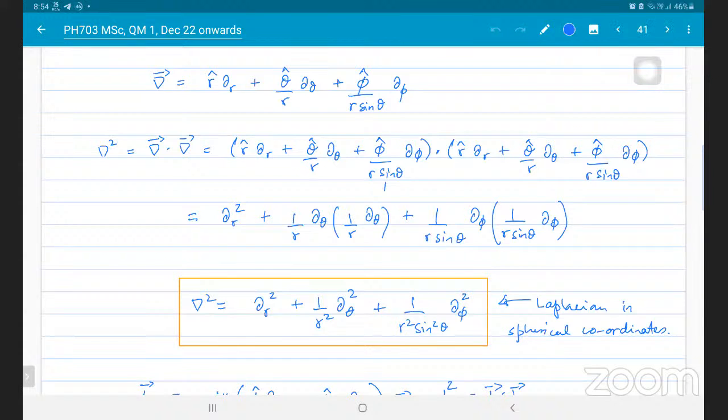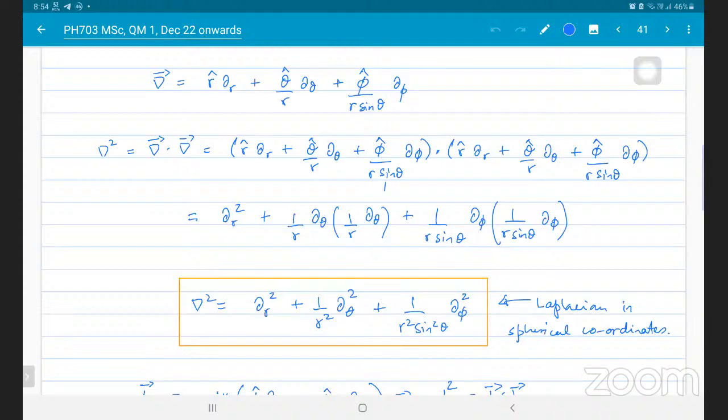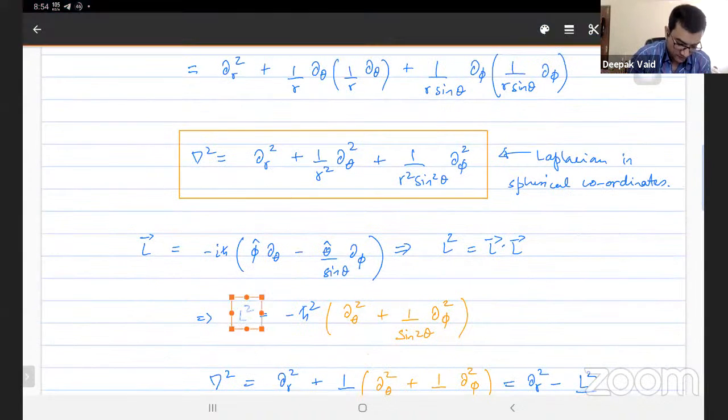Sir, minus h squared in L squared term. Sorry? In the L squared term, sir. In the L squared term, in what, this term?